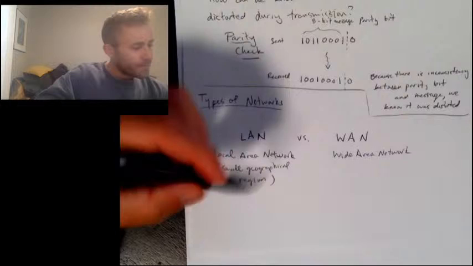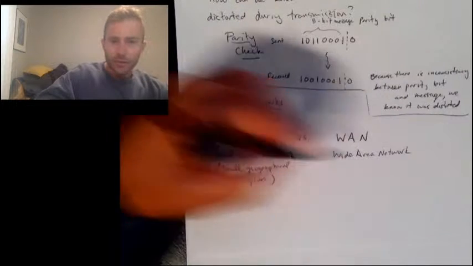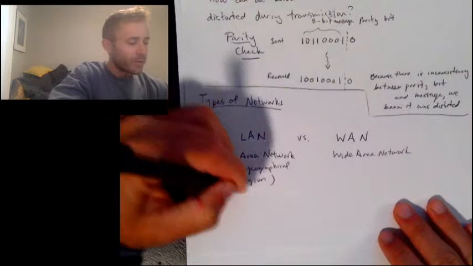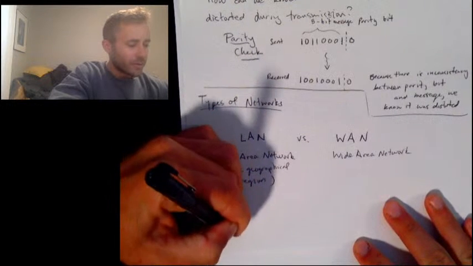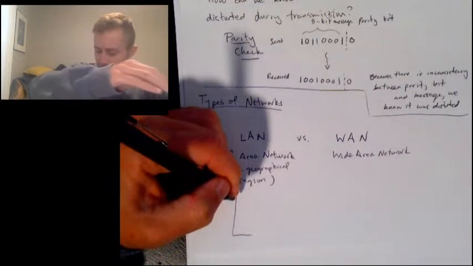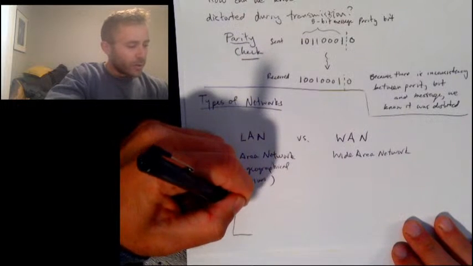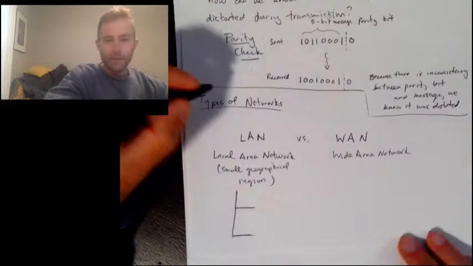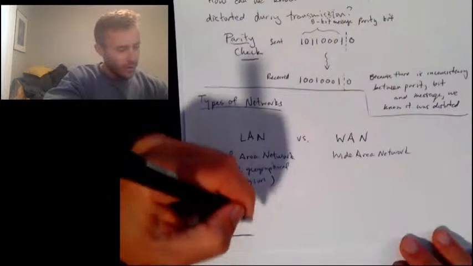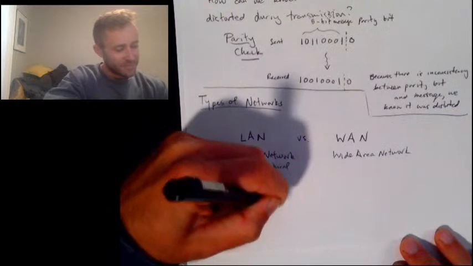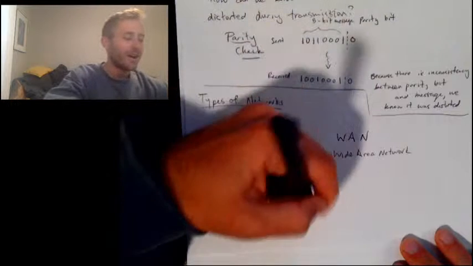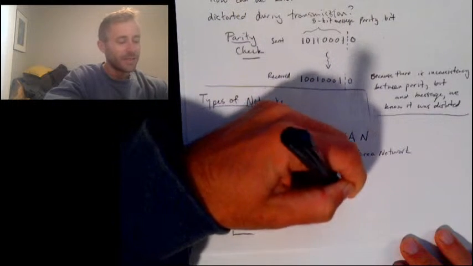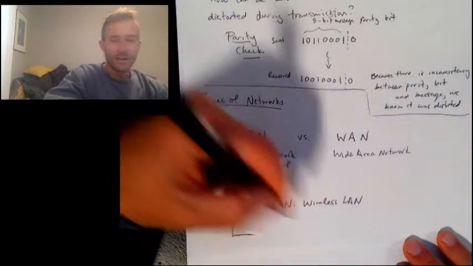So these are 2 different types of networks, and I wanted to talk about some sub areas of local area networks. So one of them is called a WLAN, which is a wireless LAN.